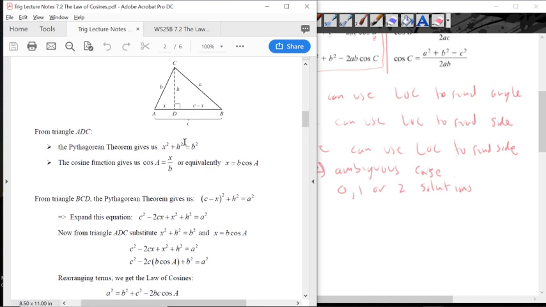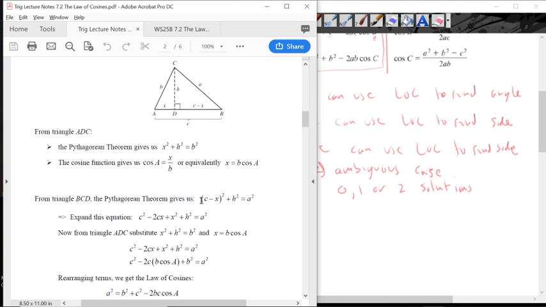Then from the earlier triangle, the left triangle that we already looked at, we can make a substitution. The substitution we make is for what x is equal to. That's the primary substitution. We want to remove x from this equation here. So that x right there gets replaced by b cosine a, and already there we see the emergence of that extra term in the law of cosines. The minus 2cb cosine a term is going to show up there.